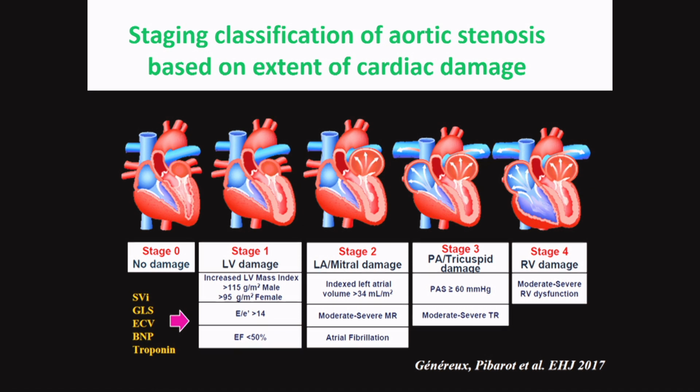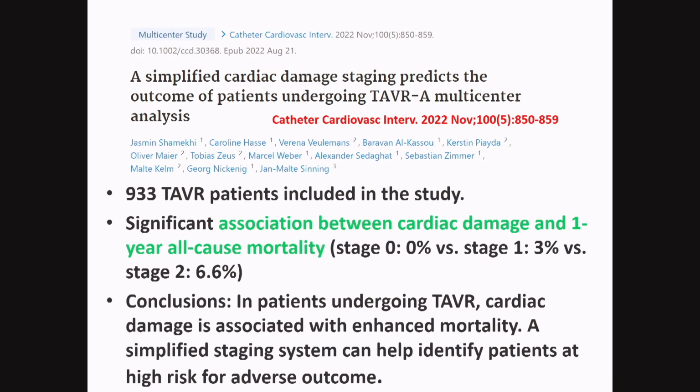And stage 3, where we start getting tricuspid damage, significant tricuspid regurgitation, and pulmonary artery systolic pressure goes up, and stage 4, when the patient gets dilatation and reduced function of the right ventricle. And this is actually a quite advanced stage of aortic stenosis.